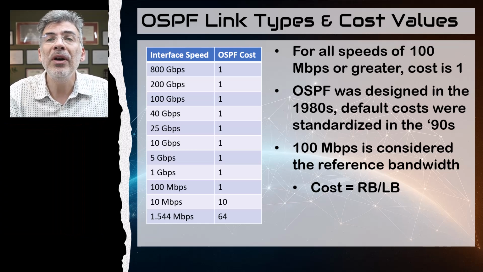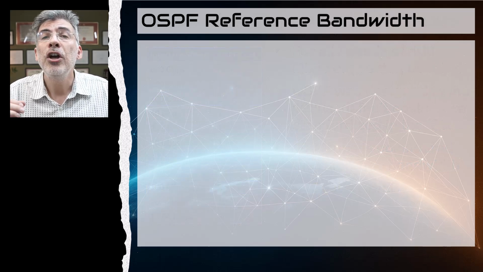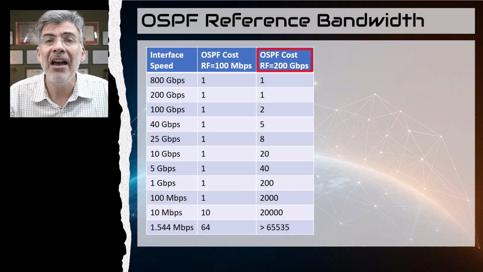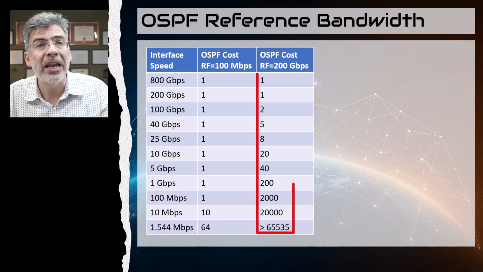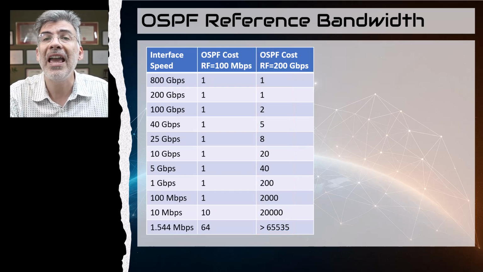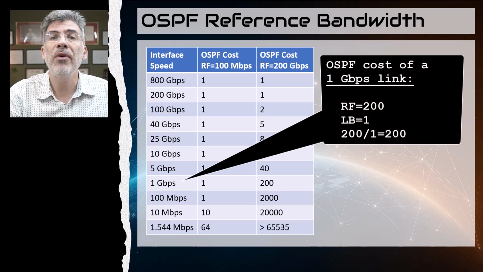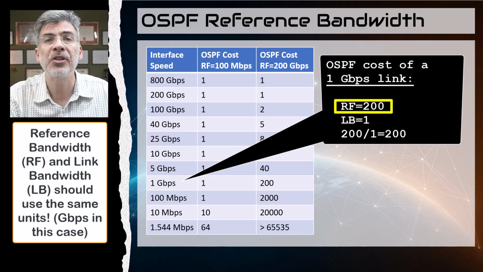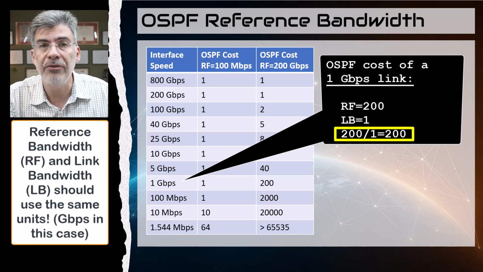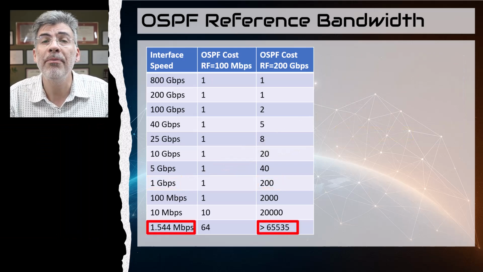Now let's see what values we'd get if we used a reference bandwidth of 200 gigabits per second. You can see now that we have values that are much more appropriate to the speeds being used. Let's check out how the cost of a 1 gigabit per second link was calculated. We have a reference bandwidth of 200 gigabits per second, divide that by 1 gigabit per second, and we get a cost of 200.